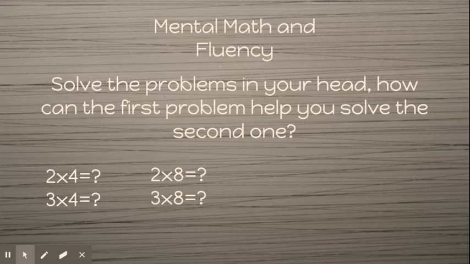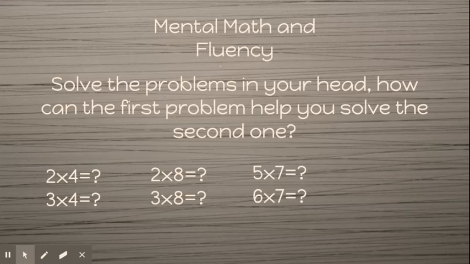2 times 8 and 3 times 8. Go ahead and answer for both of those problems. 2 times 8 is 16. We can add 8 plus 8 to get 16, or we could count by 2's. If we know that 2 times 8 is 16, then we can do 3 times 8 by adding another group of 8. 16 plus 8 is 24.